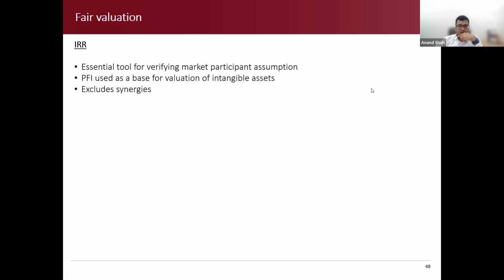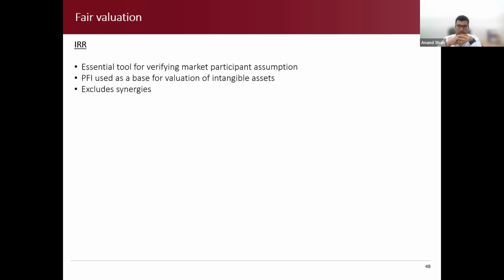Another important tool for a purchase price allocation is the IRR. Basically, IRR is the internal rate of return analysis. This is how we actually start doing a PPA exercise. What you'll do is you'll get a set of PFIs, or projected financial information, or forecast or projections, whatever you call it, from a client, which then flows in as cash flows to value the other intangible assets that you're looking at.